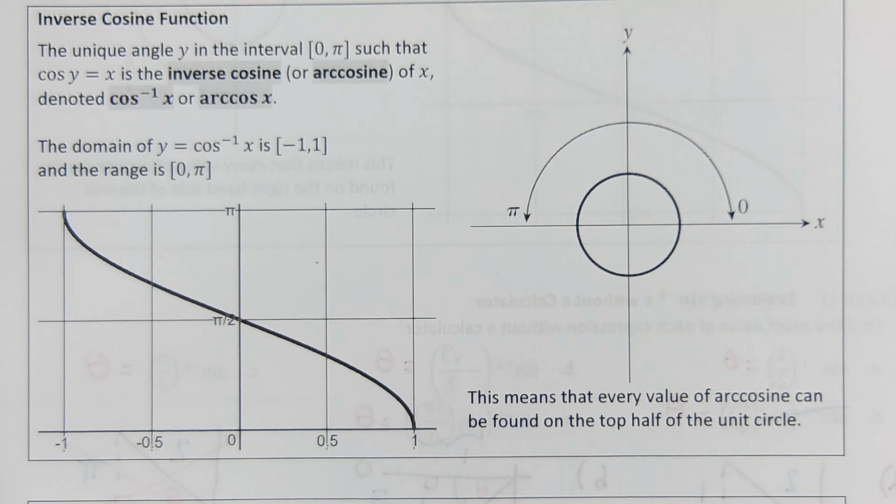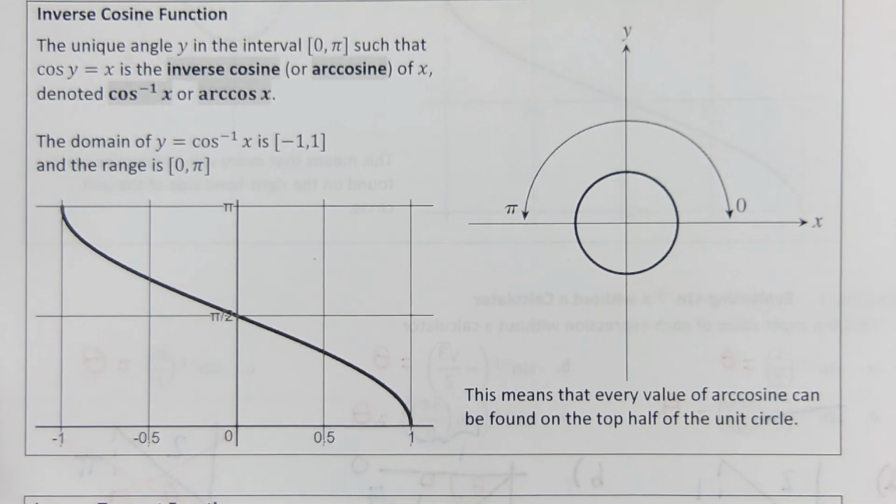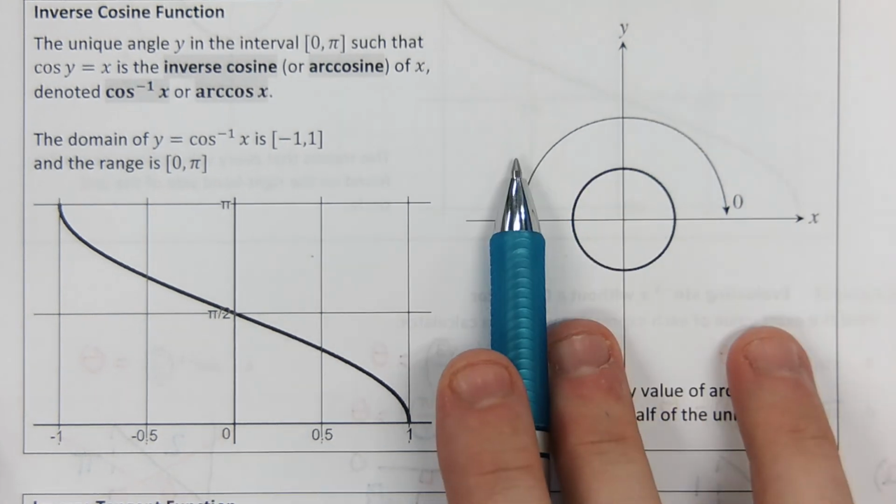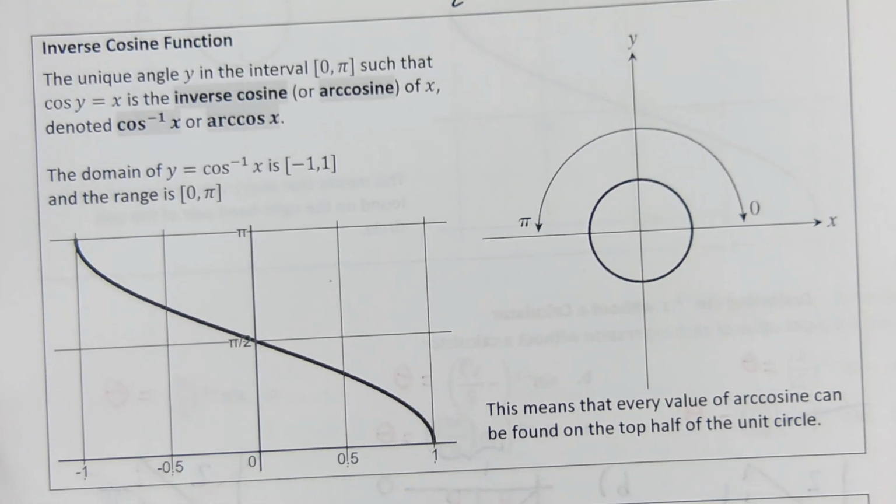Okay? Since cosine is x, yes, I said that right. Since cosine is x, we need the first time we have x values that are positive, and the first time we have x values that are negative. Bop, bop, just like that. Okay.